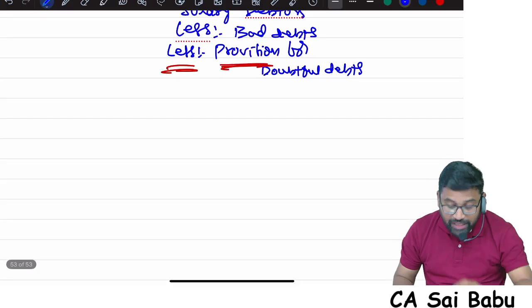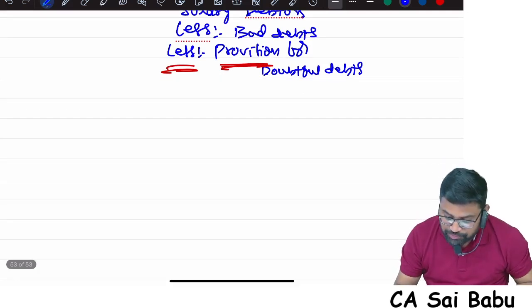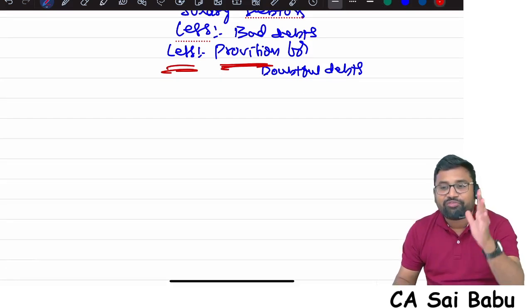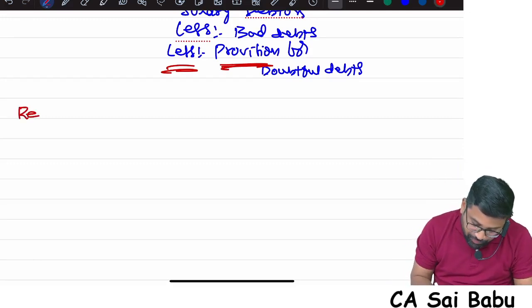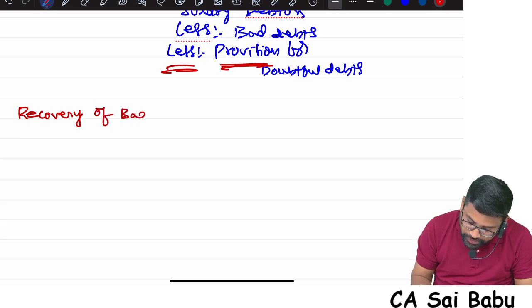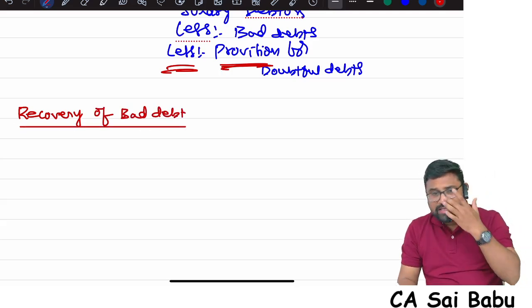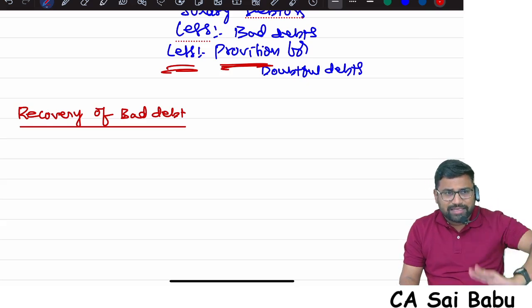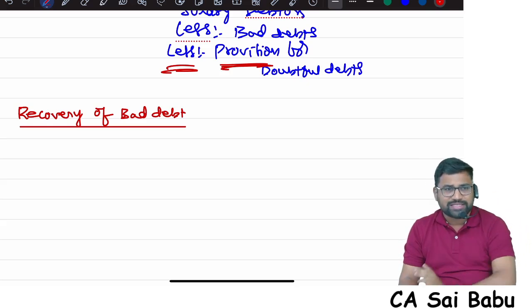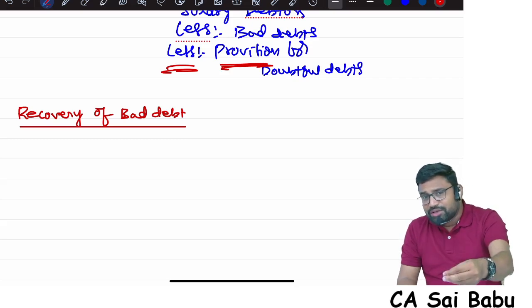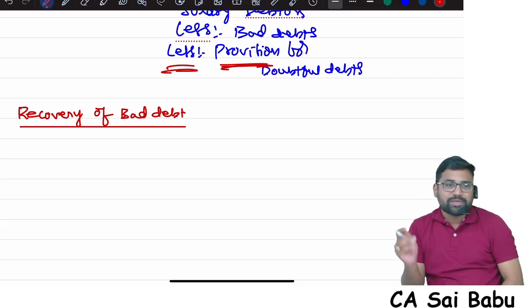Here one more important concept I will tell, sir. Simple concept only. That is recovery of bad debt. What is this recovery of bad debts? Suppose once there is a bad debt, that is the confirmed loss, you recognized it. But suppose later on it is recovered from the customer.